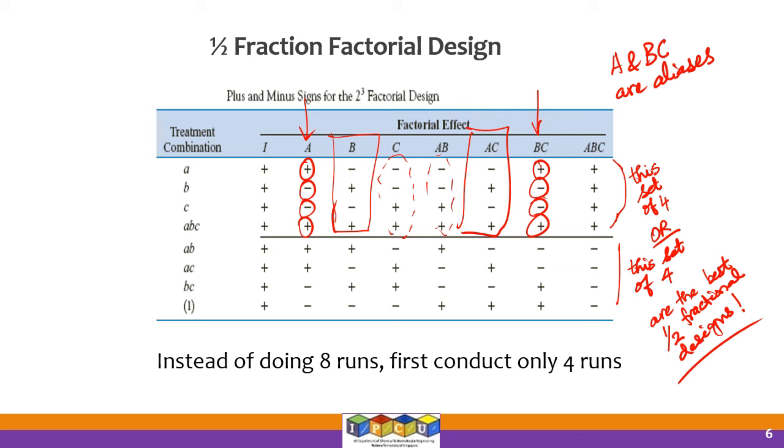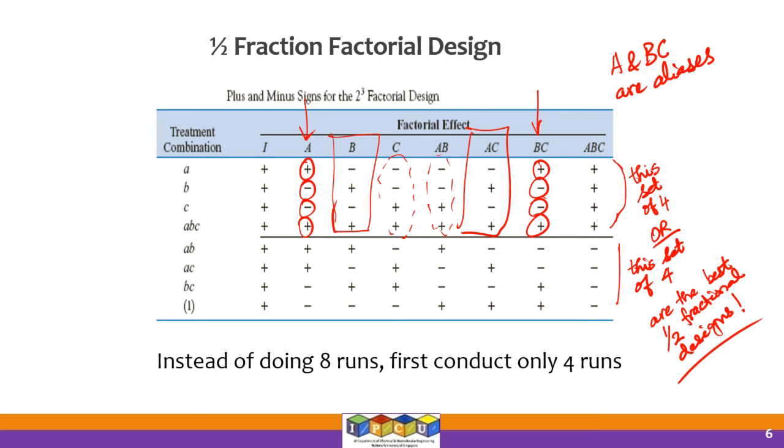So this is the loss we need to take. Because we are able to do only 4 experiments, we will lose some information. We cannot tease out all the direct and two-factor interaction effects separately, because there is no free lunch. If you did 8 experiments, you could get these effects separately. I can get the A effect separately, B effect separately, C separately, AB separately, AC separately, BC separately, and ABC separately. That is what we would have had if we did the full factorial design.